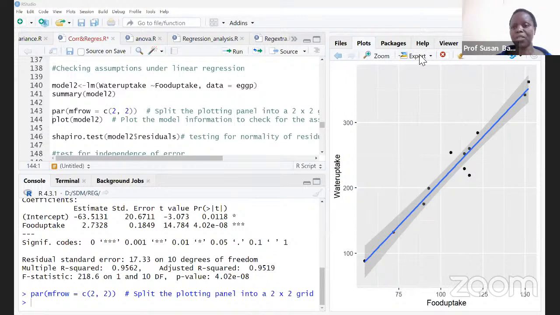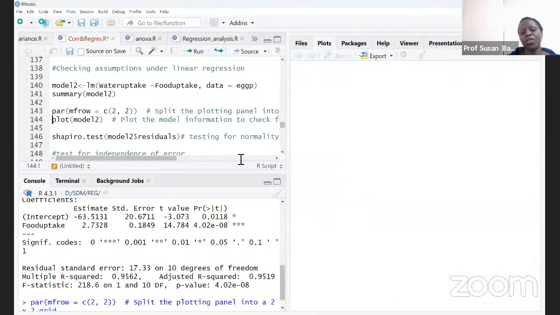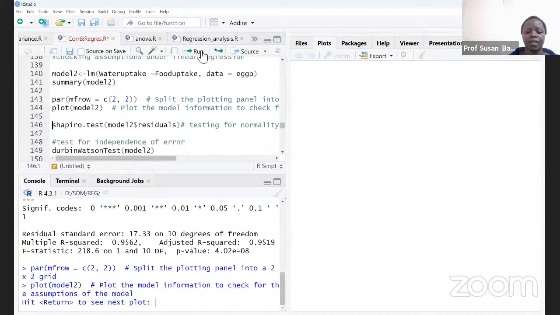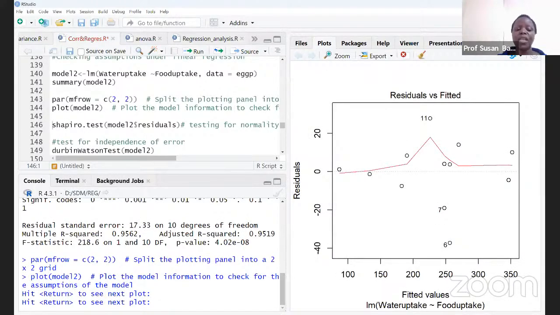Okay, and I'm just using the yellow broom to clear my plot section. So there is a yellow broom there. If you click it, you clear your plot section. So then let us run plot(model2), and that gives us residual plots for testing our assumptions. So let's run that. It says I should hit enter. There we go. When you run plot(model2), in the console, you will see a prompt to hit return to see the next plot. So you hit enter to see the first plot.